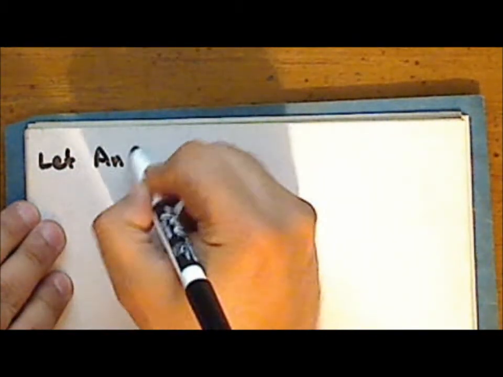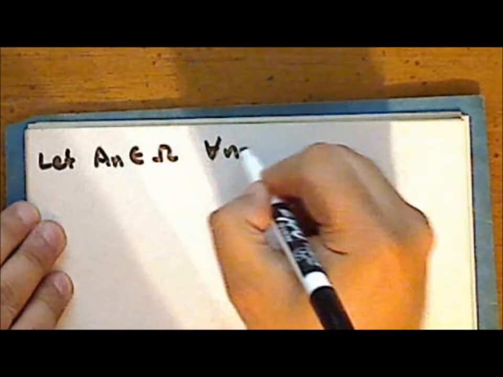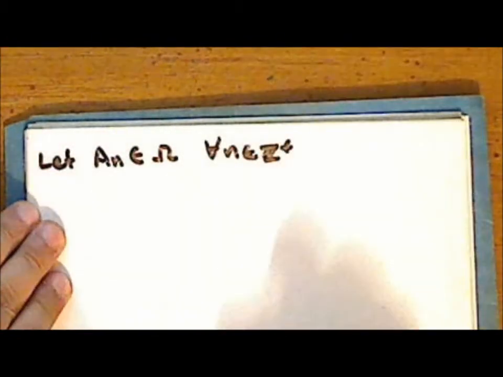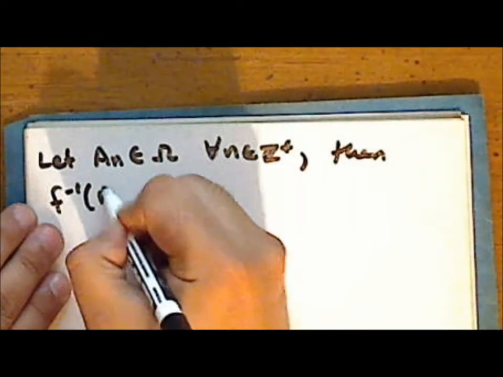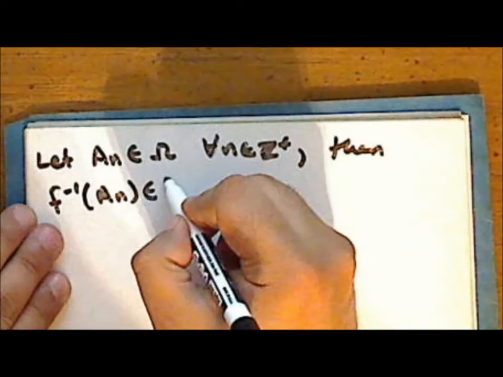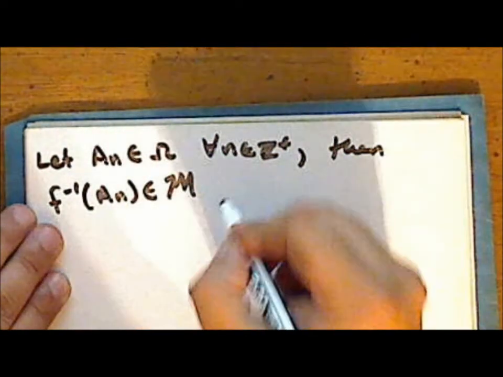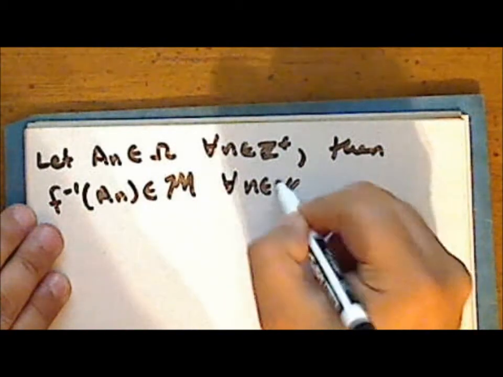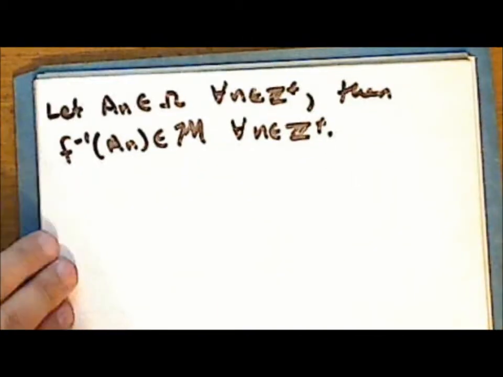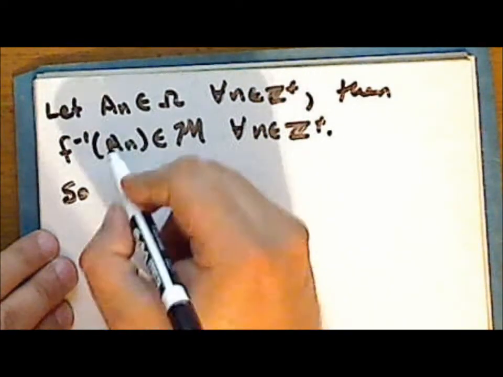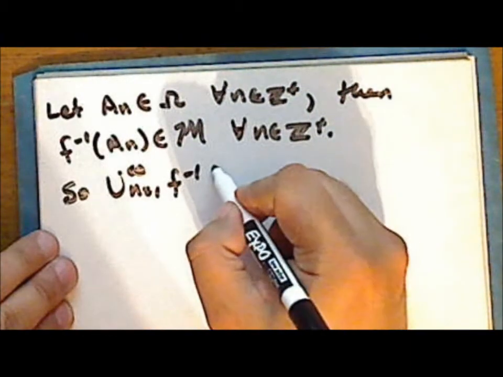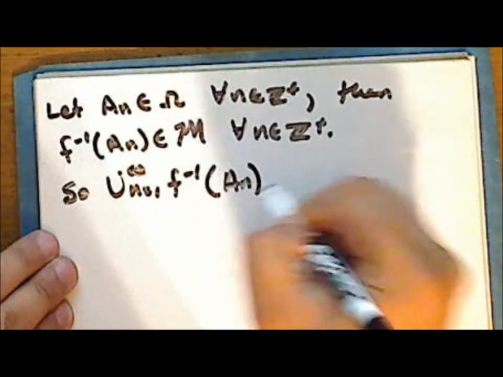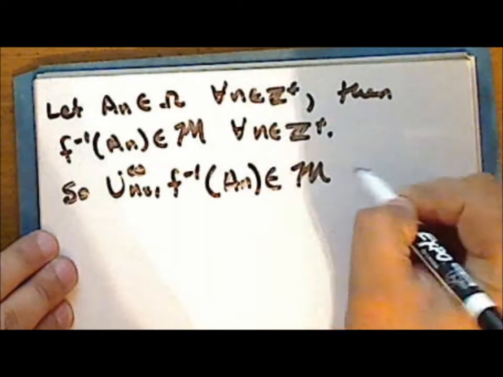So let the sets A sub n be in the collection omega for every countable index n. Then the inverse image of A sub n is in the sigma algebra in X for every index n. And so the countable union of these inverse images is also in the sigma algebra in X.